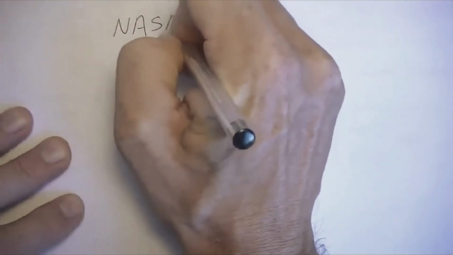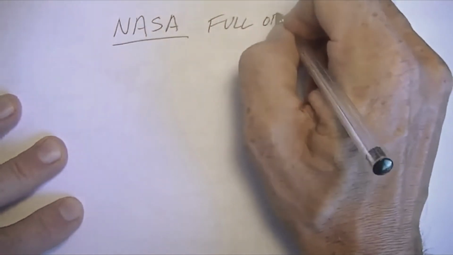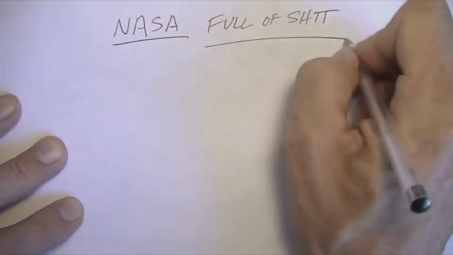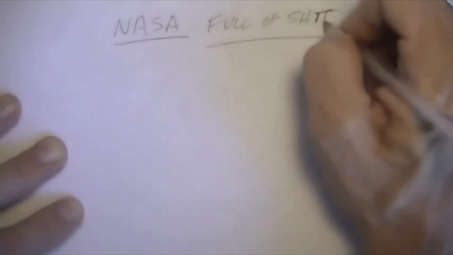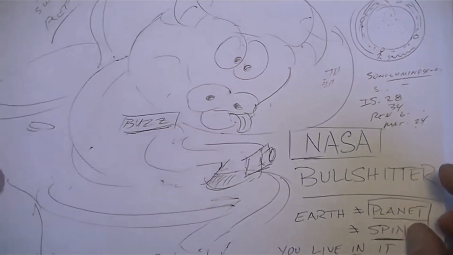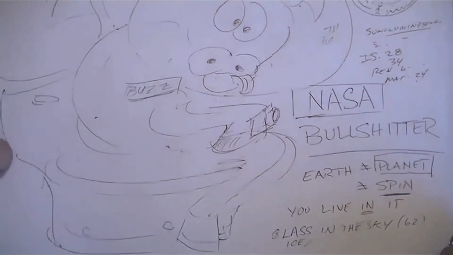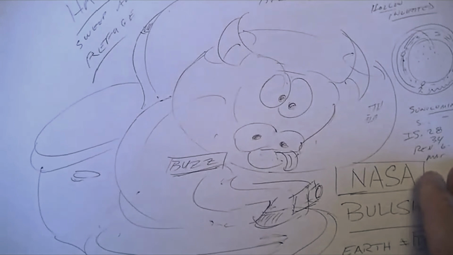NASA is full of shit. Period. You should have stopped believing them when you started realizing all those moon photographs, those supposed moon photographs were hoaxed. Just bullshit, guys. Don't believe it, all right? Come on. They laugh at you. Remember my bull? Buzz the Bull, and that's the bullshitter? They're just bullshitting you, okay? It's all bullshit. Don't be fooled anymore, okay?